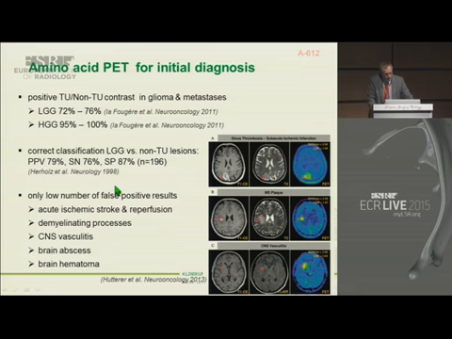You also have false positive results. The numbers are low, but here are some examples. You can have that in acute ischemic stroke, like in this case with a sinus thrombosis, and you have a subacute ischemic infarction. You can have that in some cases in a demyelinating process, or you can have that also if you have a very florid CNS vasculitis. So this is something where you can be misled by the amino acid PET.